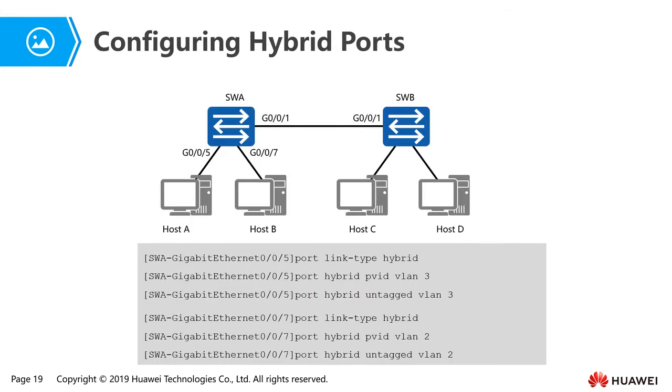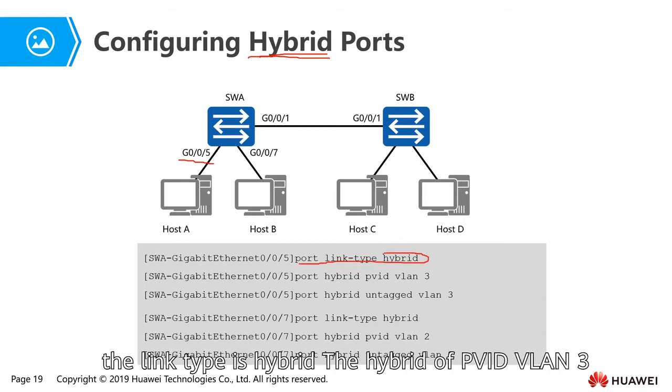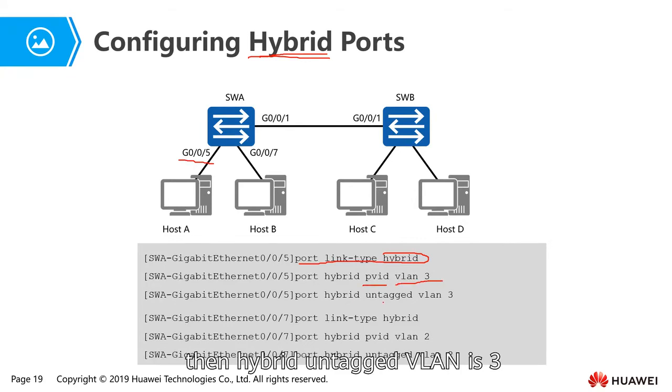Another is the complex hybrid port. As we have discussed, hybrid can emulate the access port and emulate the trunk port. When configuring the hybrid port as an access port, we can see the link type is hybrid. Then the hybrid PVID is VLAN 3, and the hybrid untagged VLAN is 3. We can see the untagged VLAN 3.